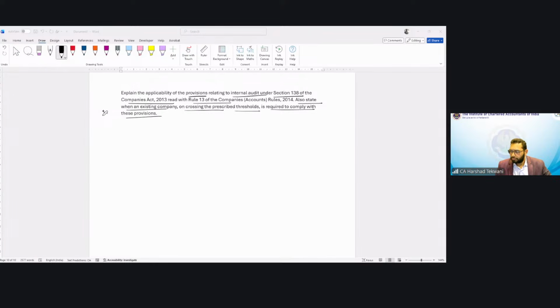Point number one is deposit, accepting deposit 25 crore or more, and paid up capital 50 crore or more during the previous year, outstanding loans and borrowings 100 crores or more during the previous year, or turnover is 200 crore or more during the previous year. If any one of the conditions is satisfied, then the internal audit is mandatory.